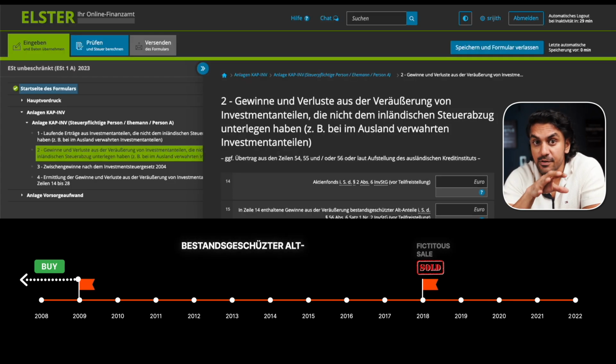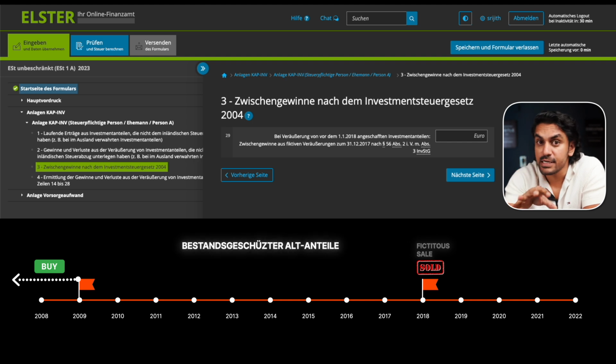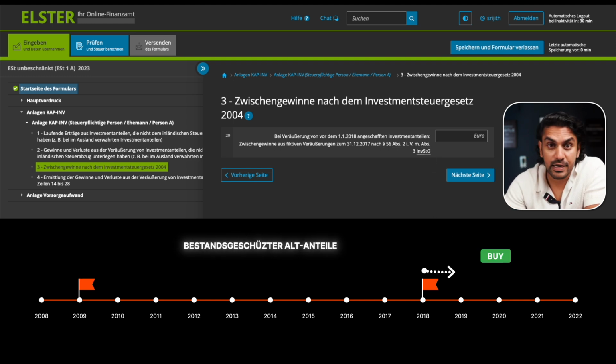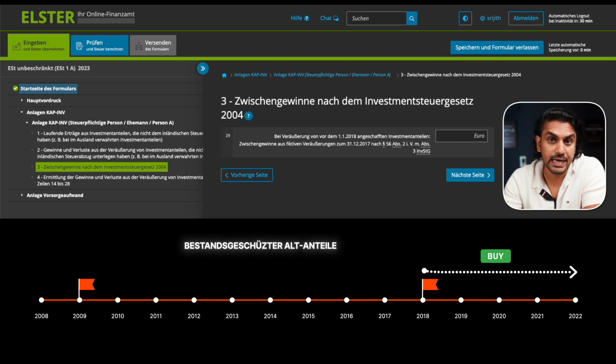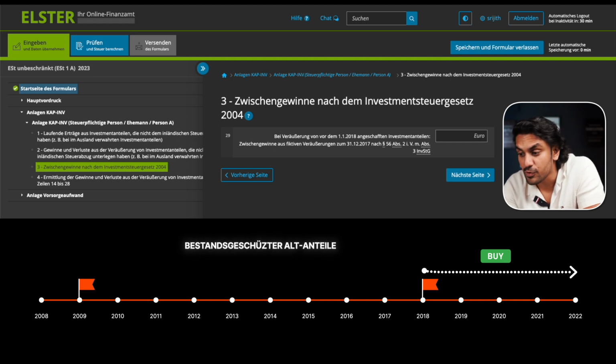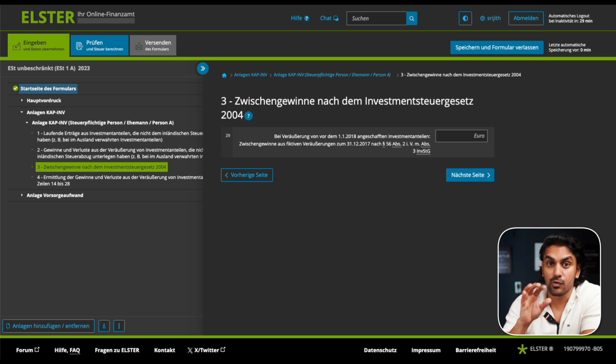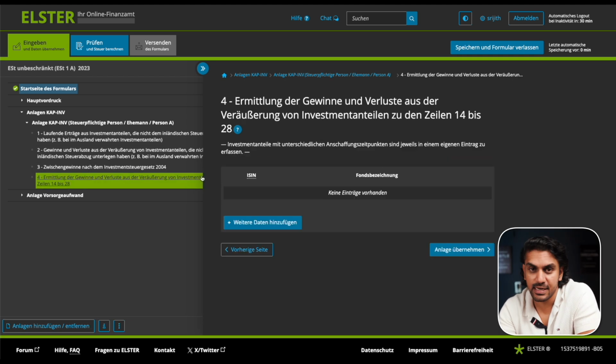And for all protected funds, the interim profit calculated as of December 31, 2017 must also be taxed at the time of the actual sale. This must be entered separately in field 29. If you bought investment funds on January 2, 2018 or later, you do not need to report anything in line 29. Now let's move on to page 4 where it gets really interesting.